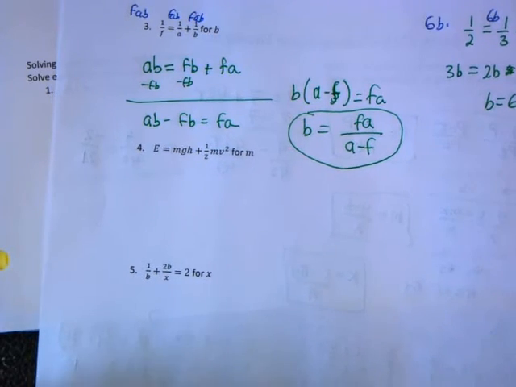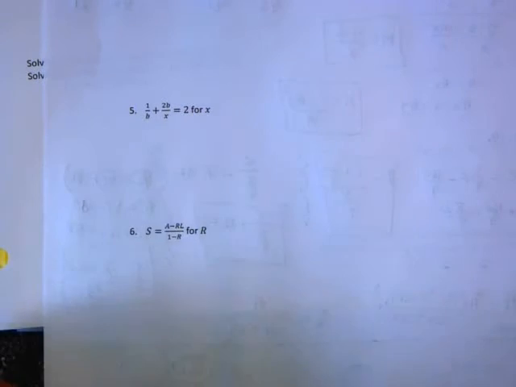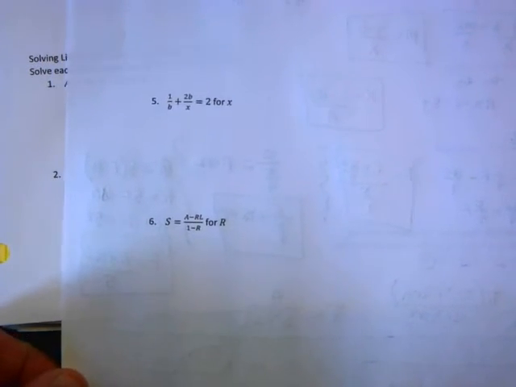All right, I'm running out of time, so I'm going to jump down to number 5. Number 5 is another one with fractions. The fraction ones usually are the ones that scare people the most. What would you do on number 5? Times by bx. Times what by bx? Both sides, which means everything.